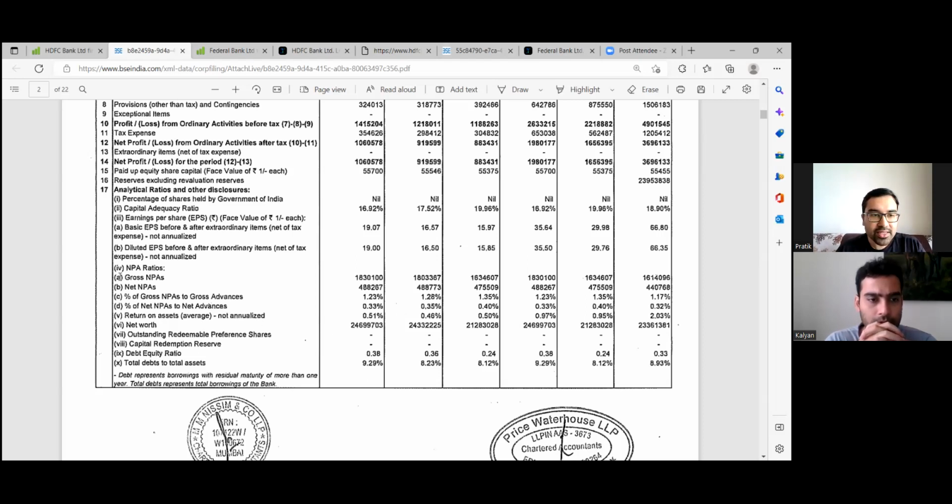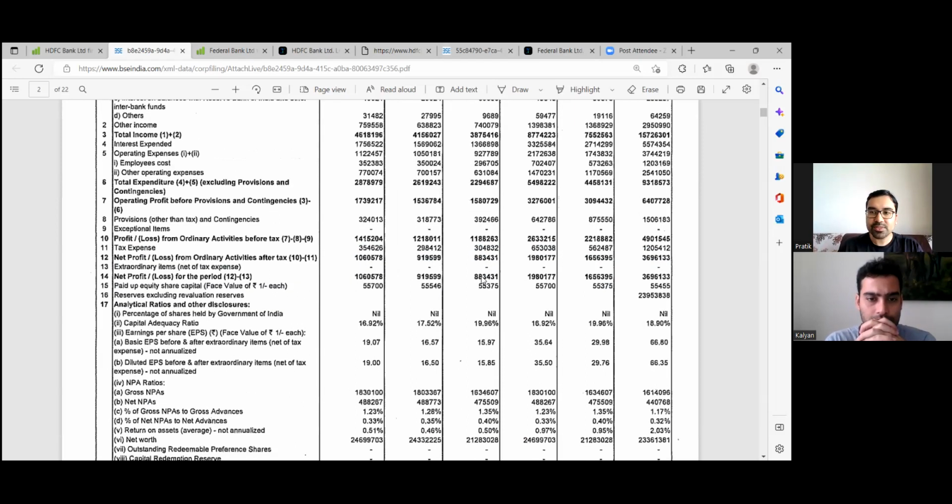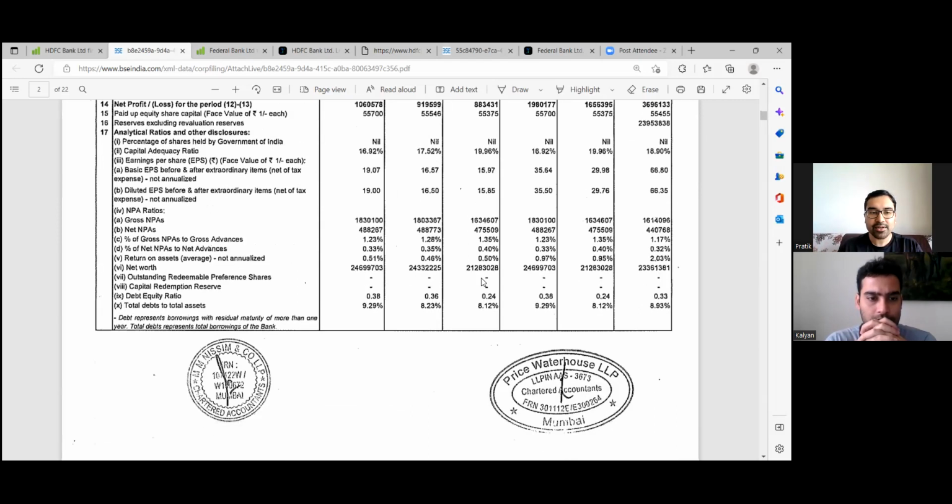There is also one thing that you need to check, because I talked about provisions, right? What is the kind of provisions that we have? The provisions have not gone up substantially. If you see from last year, it was 392, and now it has decreased to 320. So the costs are decreasing because the bank is thinking that we are not going to incur a lot of credit cost, which is also generally positive for the bank, right?